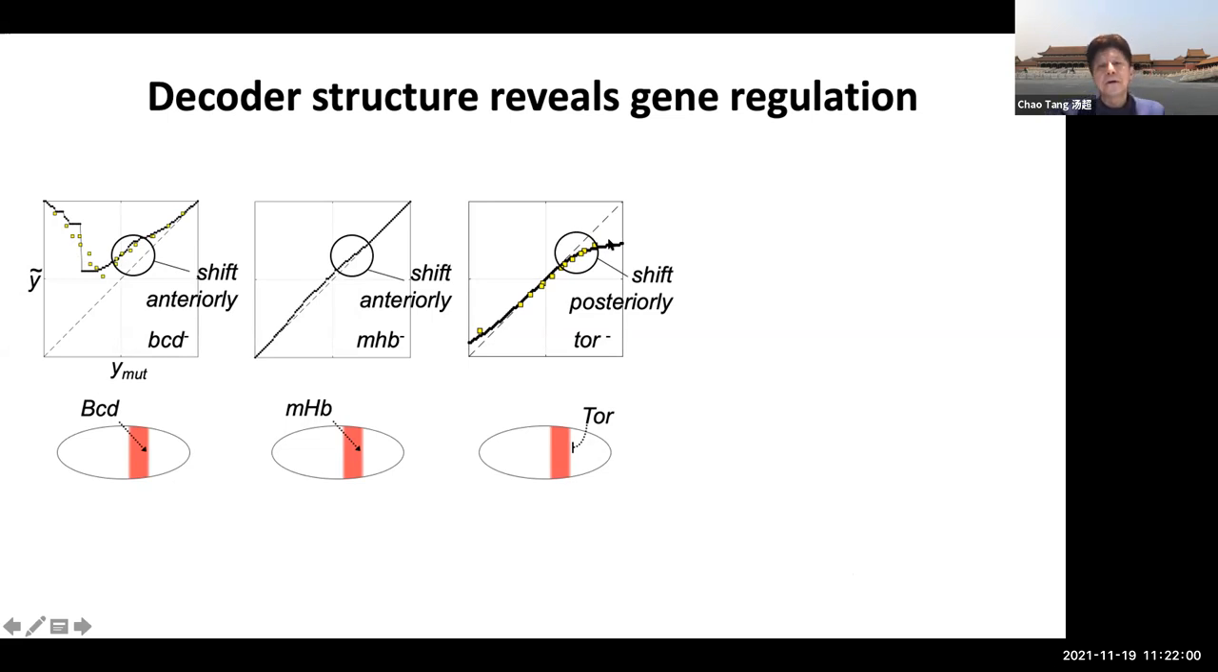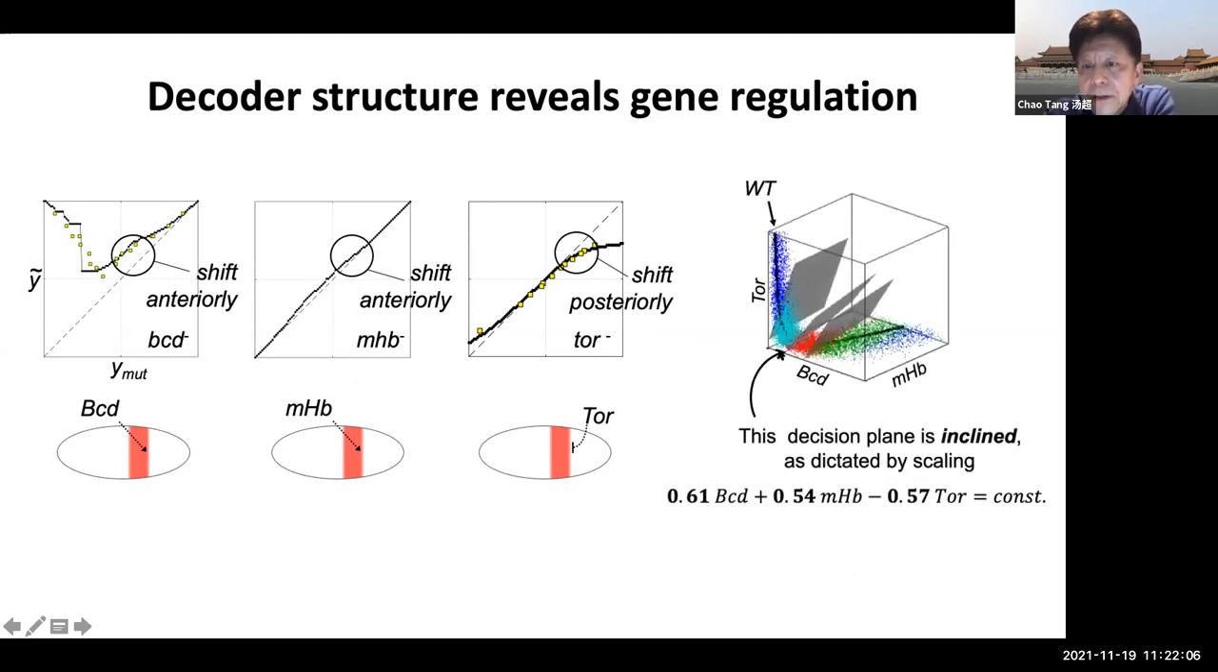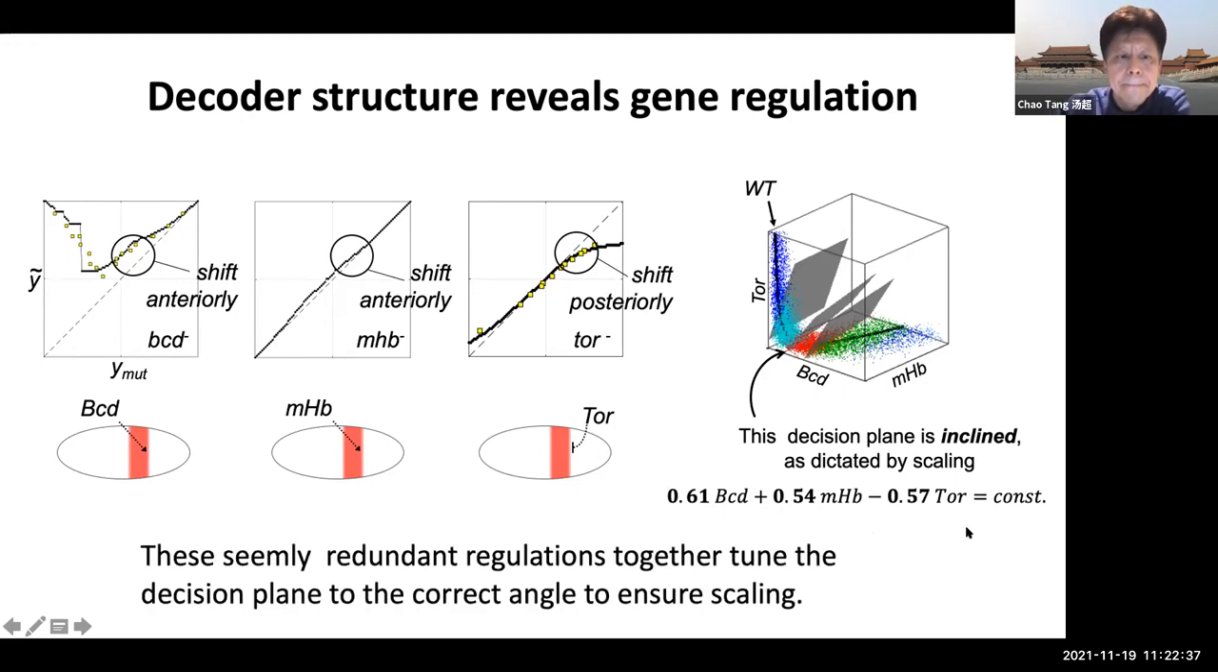If you knock out these morphogens, then this boundary is here. You see why this boundary has to be regulated by three morphogens is simply because this boundary is tilted in this space. But why does this boundary have to be tilted? Because it's required by scaling, right? This is purely constructed by a scaling argument. And not only that, we can also determine quantitatively how much each morphogen contributes to setting up this boundary. Okay, so this seeming redundancy is really a requirement by scaling.